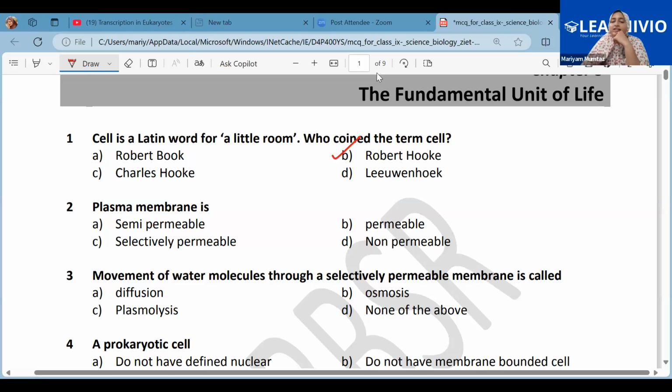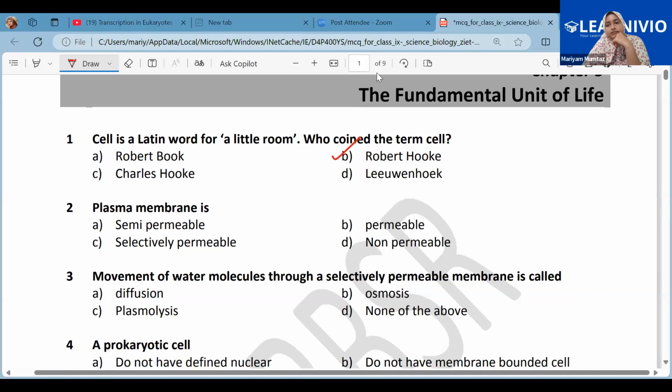Why is it not permeable? First of all, tell me this, the easy one. Why is it not permeable? It allows the entry and exit of some materials. It does not allow all of the things to come along, right?